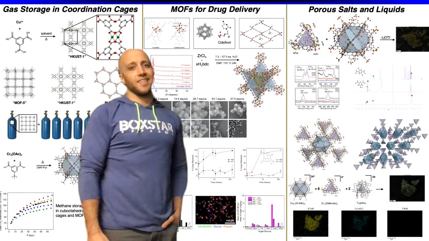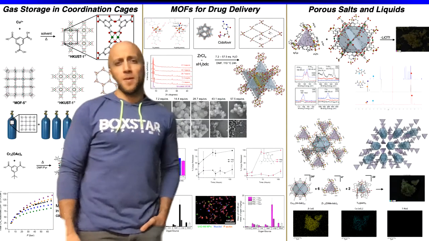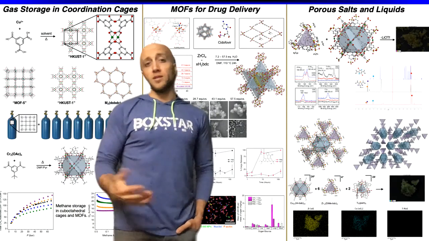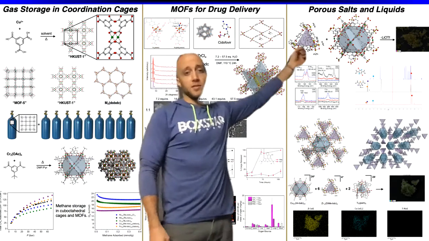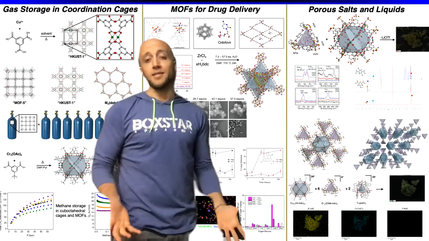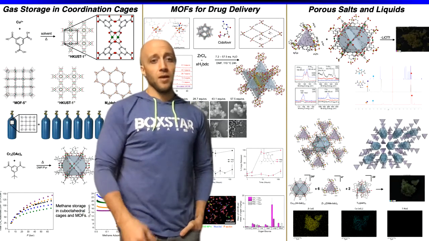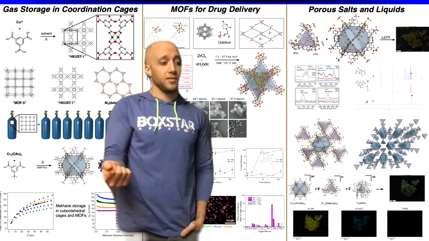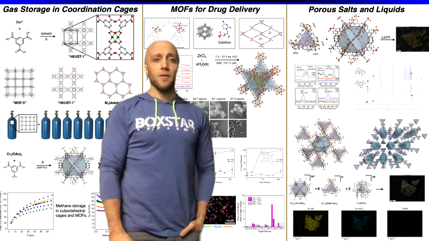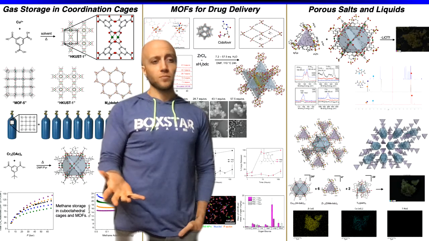And finally, the thing that my group is really interested in is a totally new class of materials. These are porous salts or porous liquids. So we're familiar with thinking about porosity in solids. So zeolites, cat litter is a type of zeolite. They're very porous structures. So as a solid, those are pretty common. But now start thinking about liquids that might have porosity.